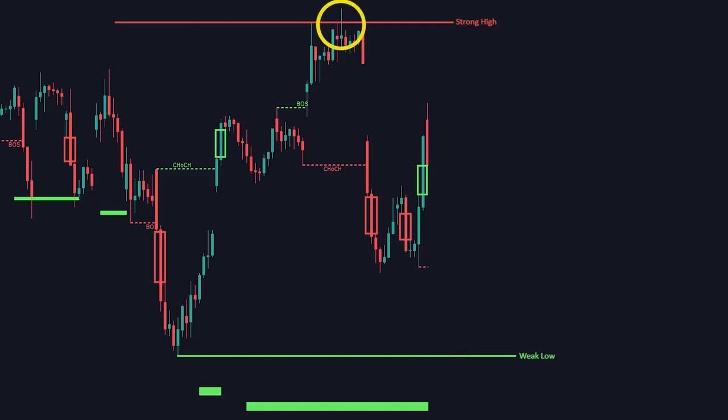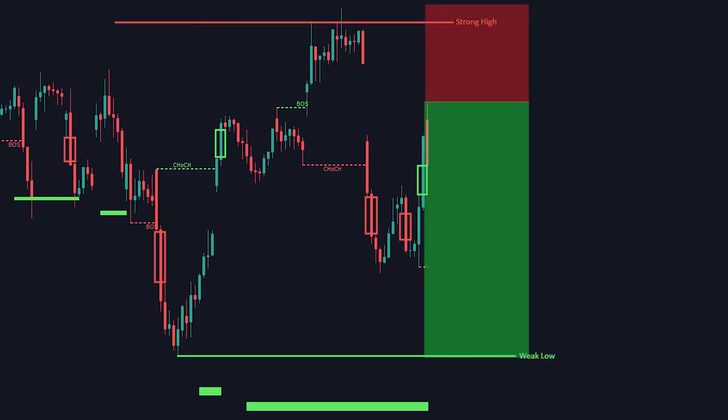So price made a bearish liquidity grab, a change of character, then came back up to a normal gap or a fair value gap. This is where we enter our short trade. We set our stop loss at the high of this move, we set our take profit at the low.